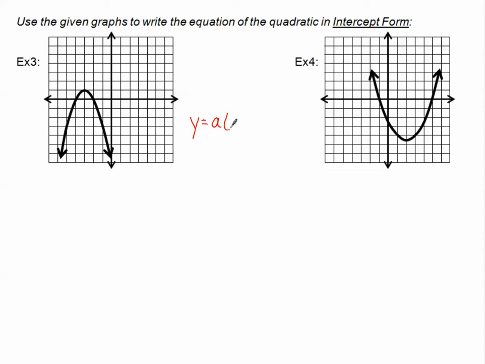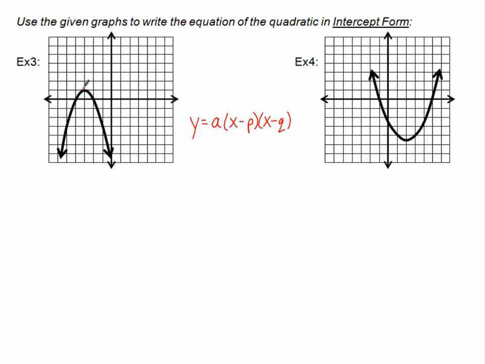Y equals A times, we'll do x minus p and x minus q. It doesn't really matter what letters you use here. We just typically use the p and the q, so you can mind your p's and q's. Okay. So this is what we need. We need A, and we need the two x-intercepts. So let's look at our first one.